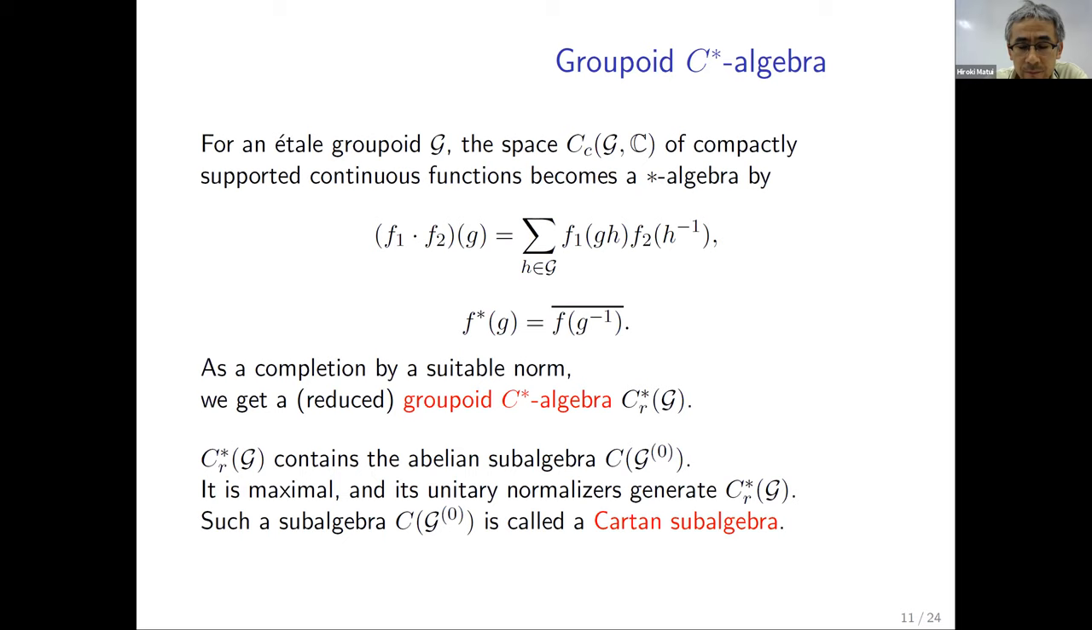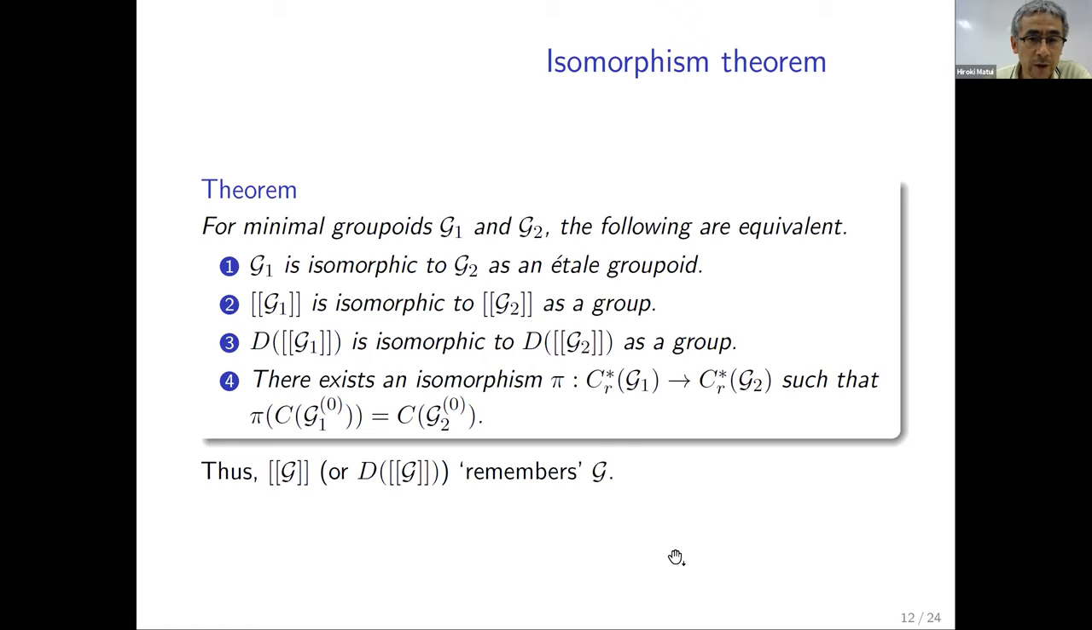Okay, then we can prove such a theorem. Suppose we have two minimal groupoids, G1 and G2. Then these four conditions are equivalent. First, G1 is isomorphic to G2 as an étale groupoid. Secondly, the topological full group is isomorphic to the topological full group as a discrete group. And the same for the commutator subgroup. And lastly, there exists an isomorphism between the C-star algebras, which preserves the Cartan subalgebra.